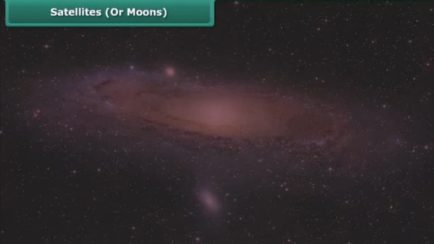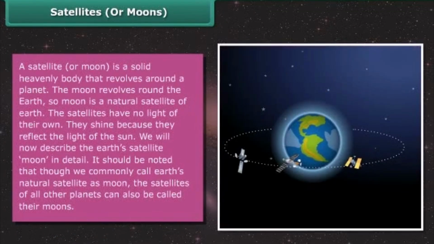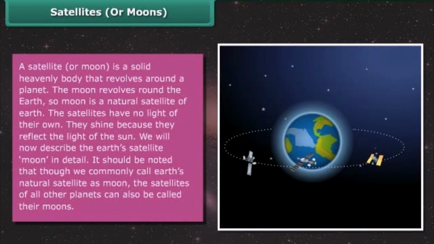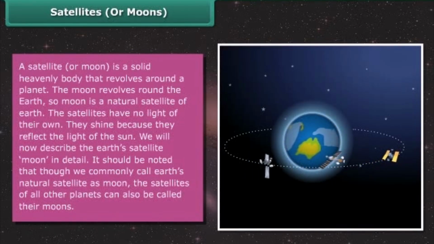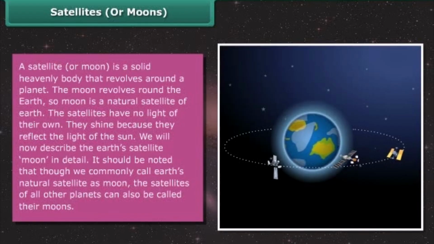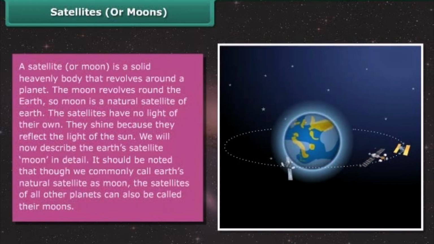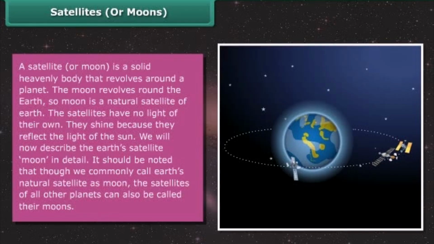Satellites or moons. A satellite or moon is a solid heavenly body that revolves around a planet. The moon revolves around the Earth, so moon is a natural satellite of Earth. The satellites have no light of their own. They shine because they reflect the light of the Sun. We will now describe the Earth's satellite moon in detail.